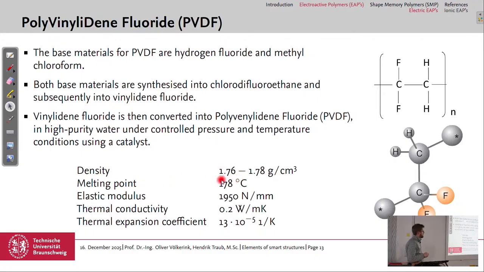Density is around 1.76 to 1.78 gram per cubic centimeter. Melting point is at 178 degrees. Elastic modulus about 2 gigapascals. And thermal conductivity and thermal expansion coefficient also given here. So why would you say it's a multifunctional or more functional material? Do you have an idea? And why could it be not a multifunctional but only a functional material, if we think about the definition of a multifunctional material?